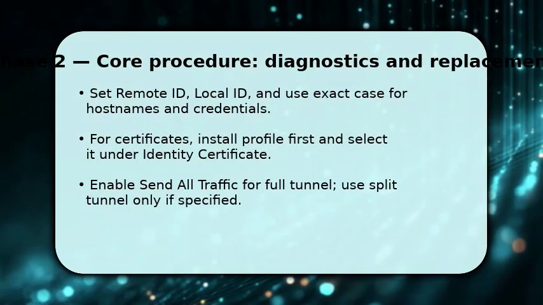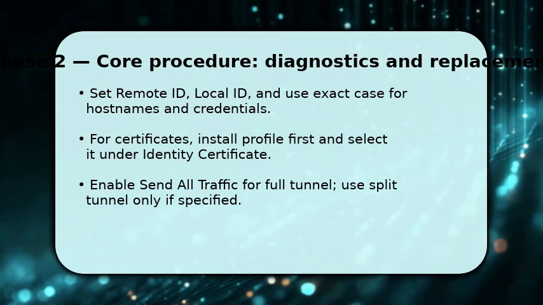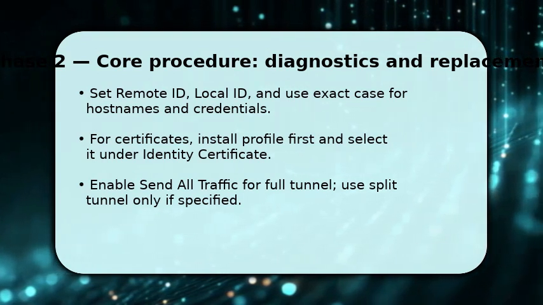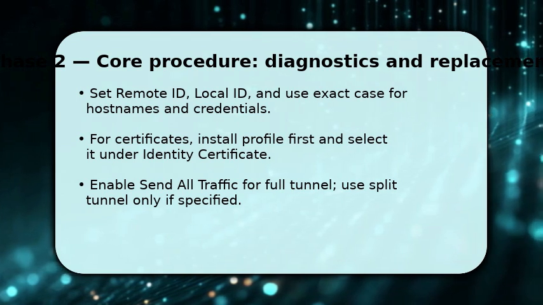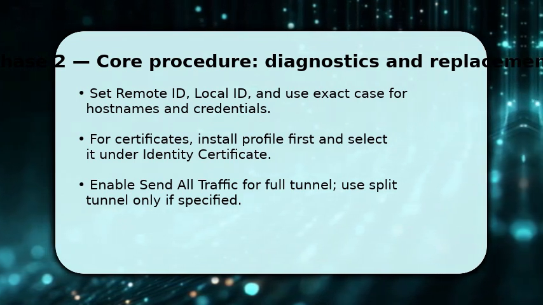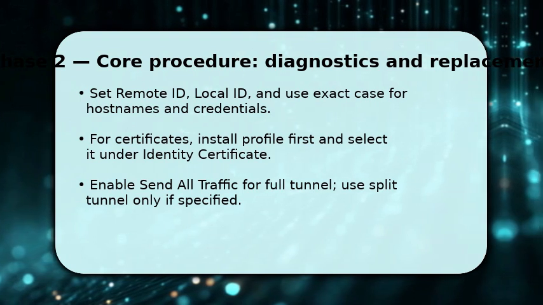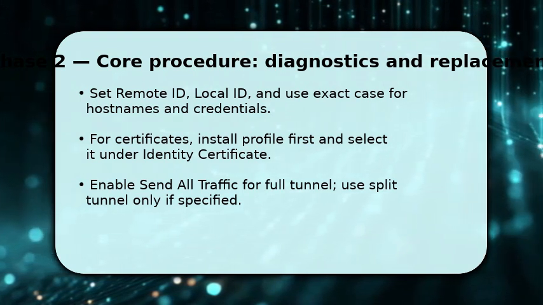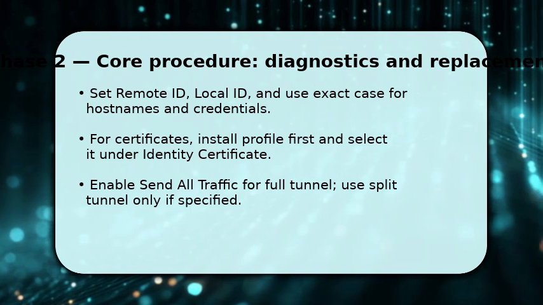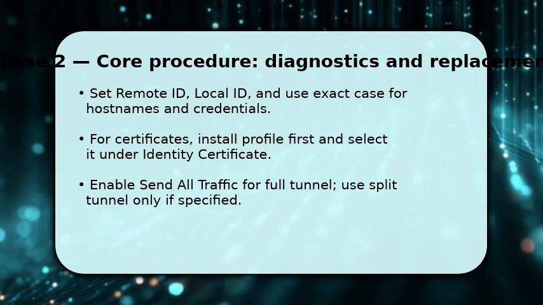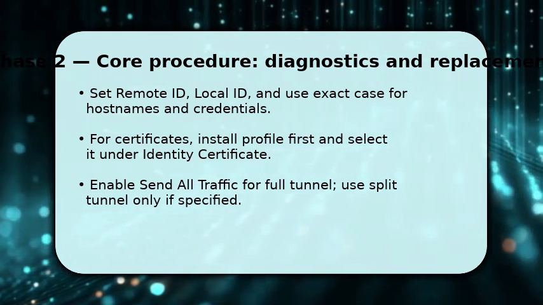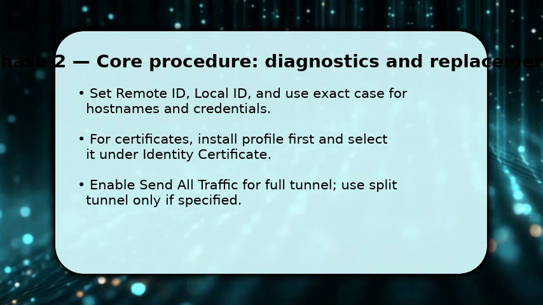Now you configure the finer points that determine success. Select the identity certificate if you use certificate-based auth, otherwise input the shared secret in the authentication field. Make sure remote ID matches the server certificate. Mismatch causes rejection. Choose Send All Traffic to route everything through the VPN unless your admin specifies split tunneling.